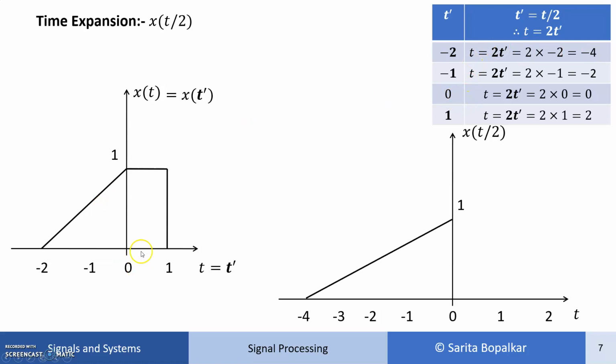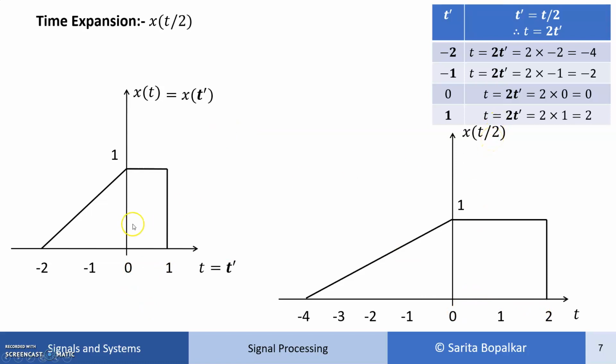T dash is equal to 0 will remain the same at t is equal to 0. T dash is equal to -1, amplitude gets shifted to t is equal to -2. So this time slot from -2 to 0 expands and becomes -4 to 0. Similarly, t dash is equal to 1, this amplitude gets shifted to t is equal to 2. So your sequence becomes like this. This 0 to 1 time slot becomes 0 to 2. It doubles because we are expanding by 2.